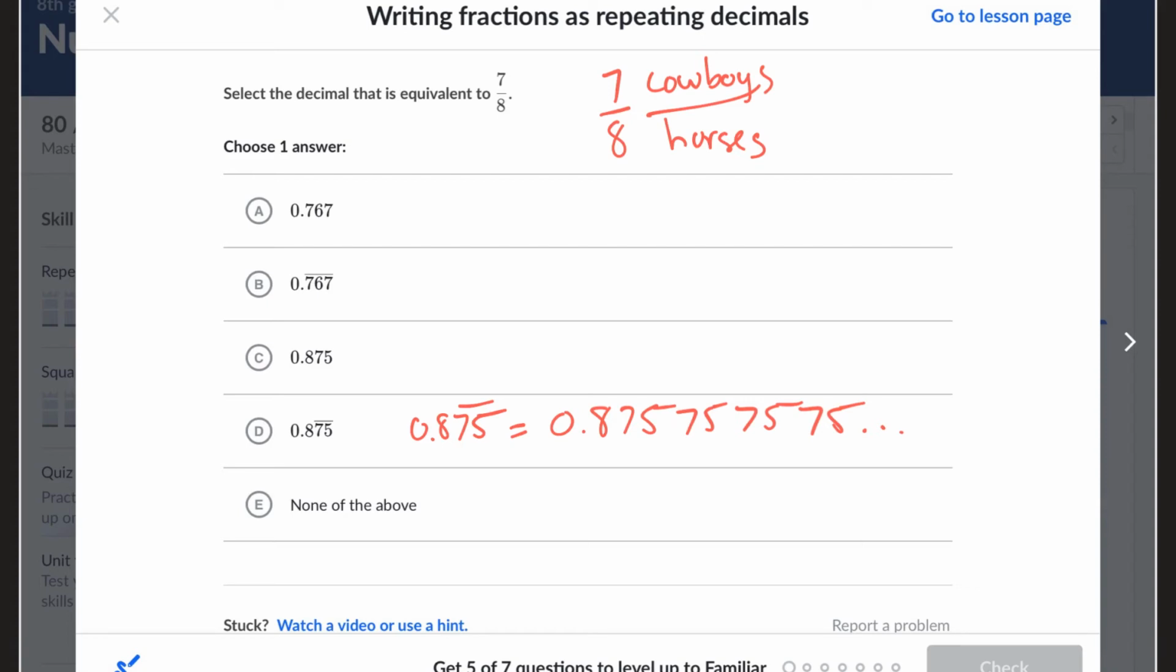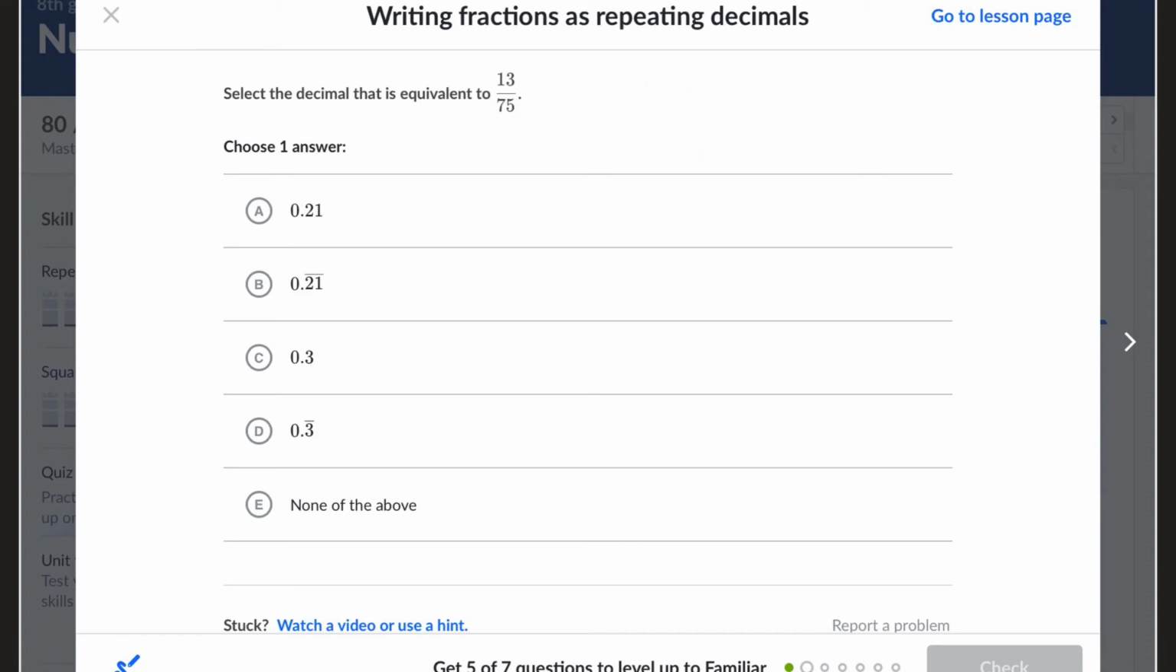13 over 75. Well, I'm going to erase my stuff here, and I'm going to apply that same idea. Cowboys and horses. So the 13 is the cowboy and the horse is the 75. 75 does not go into 1. It doesn't go into 13. Put a decimal there, but it will go into 130. I believe it's probably 2 times 75.